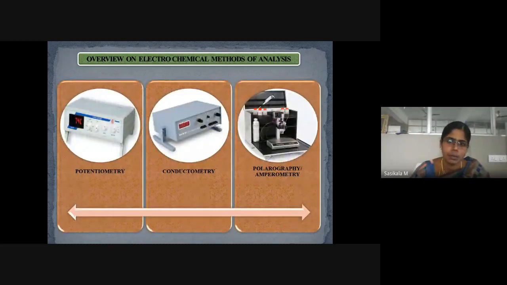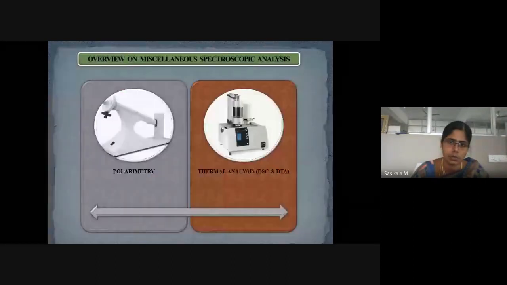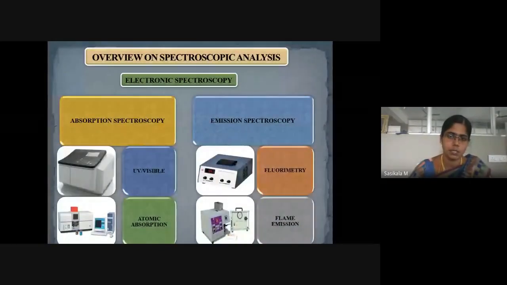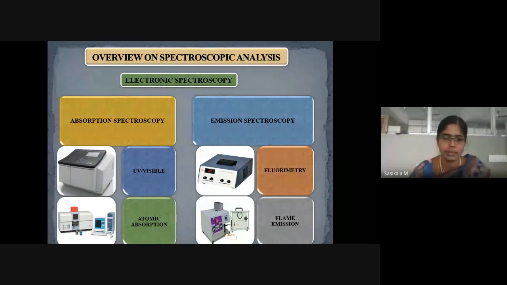Then electrochemical methods and other things we'll discuss in the next class. Only the spectroscopic introduction we'll see today. We'll finish with the spectroscopic introduction, and the remaining two parts we'll see in the next class. Sorry for taking extra time from the class; due to a meeting, it took more time. In the next class, we'll be discussing electrochemical methods and quality assurance.